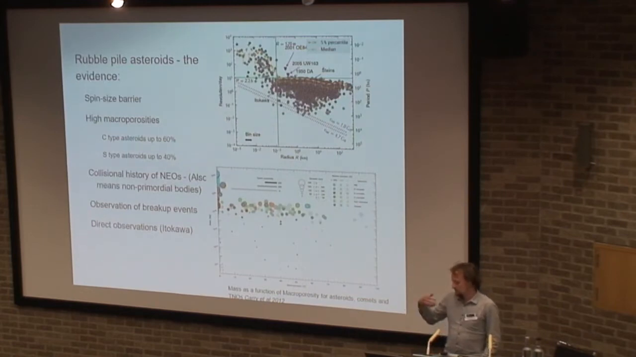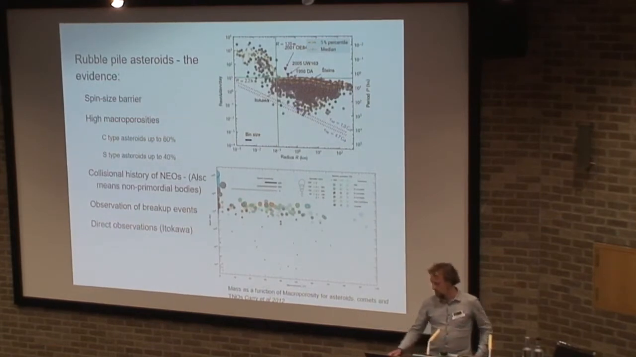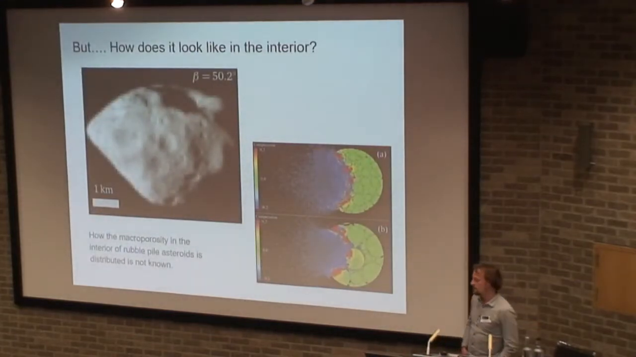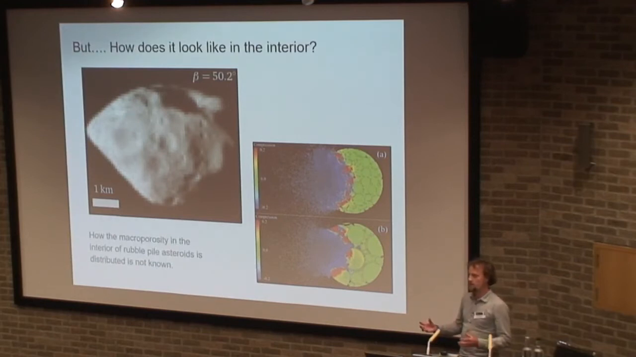And as well, the direct observations of Itokawa. So the evidence is there that most of these asteroids are rubble piles, or at least gravitational aggregates. But the question remains, how do they actually look on the inside? We know they have macroporosity, but how is this macroporosity distributed? Is it in lots of small voids, or is it in some big voids? We don't know at this point.